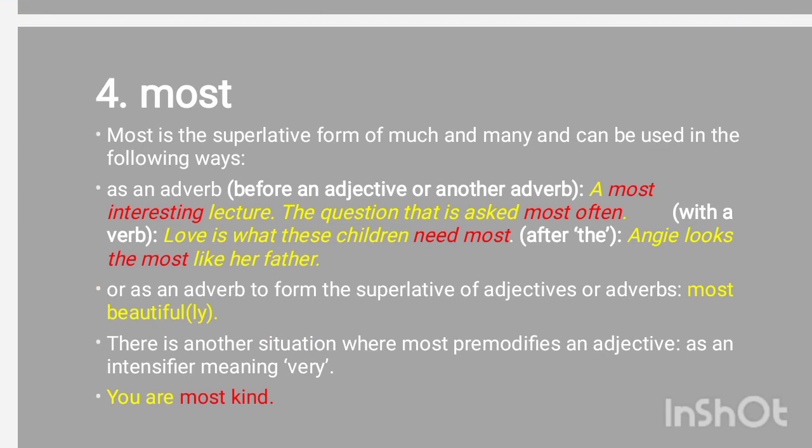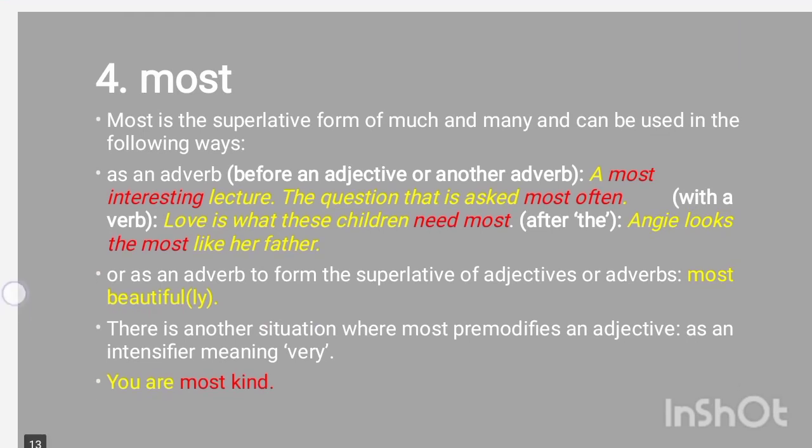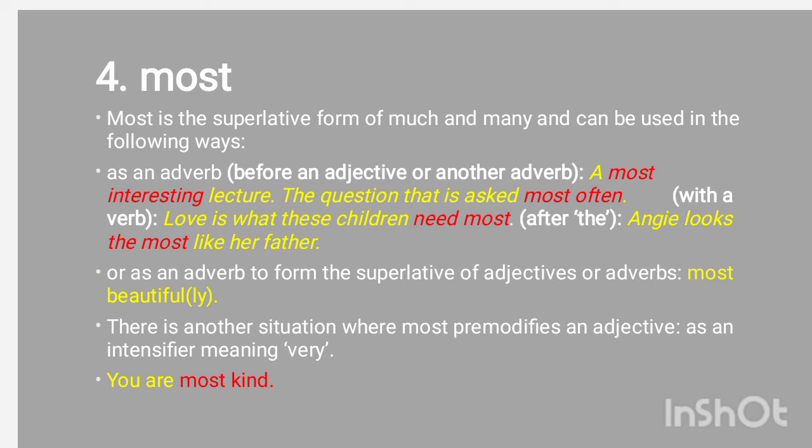And the last word is most. Most is the superlative form of much and many and can be used in the following ways. The first, most as an adverb when used before an adjective or another adverb. For example, a most interesting lecture. The second example, the question that is asked most often. Most here is used before an adjective and an adverb because interesting is an adjective and often is an adverb.